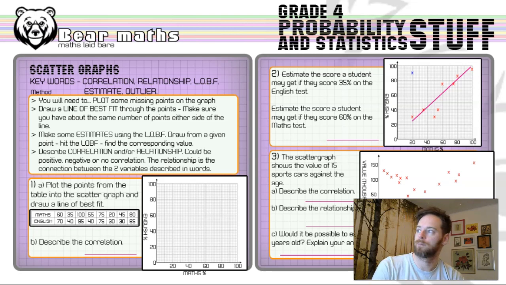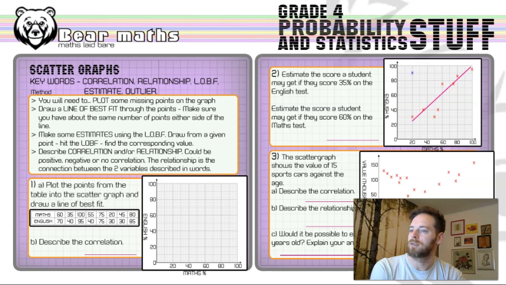Now the correlation is to do with the connection between the two variables. I've mentioned what variables are before, two things that change. So on the x-axis you'll have one variable, on the y-axis you'll have another variable. This is called bivariate data, which means two types of data represented in one graph.